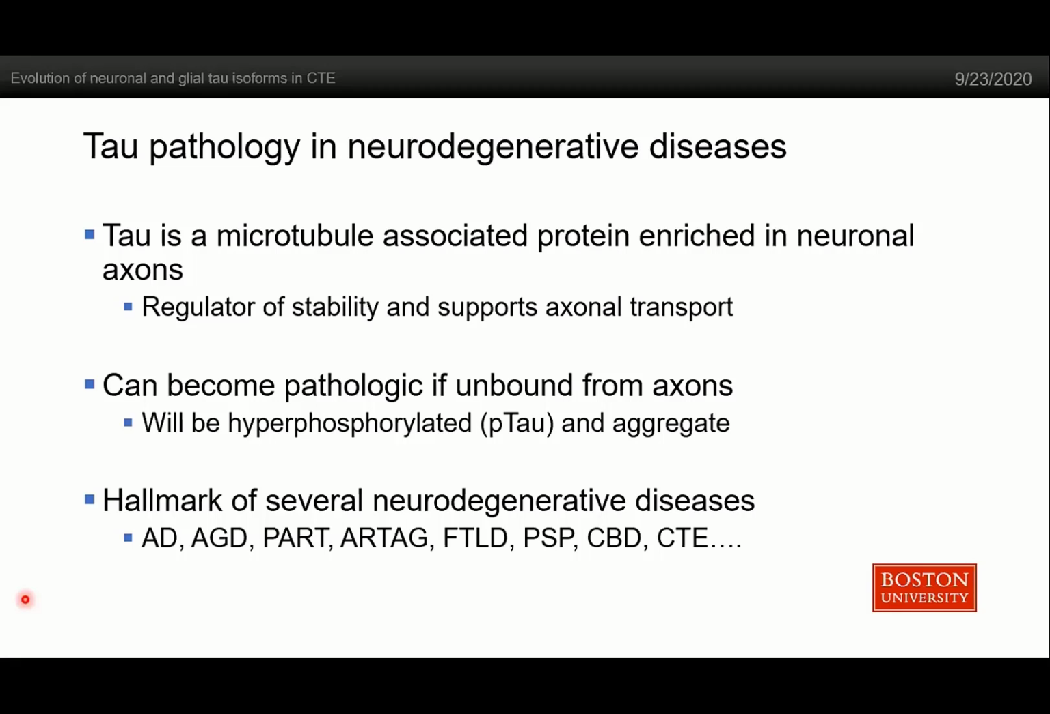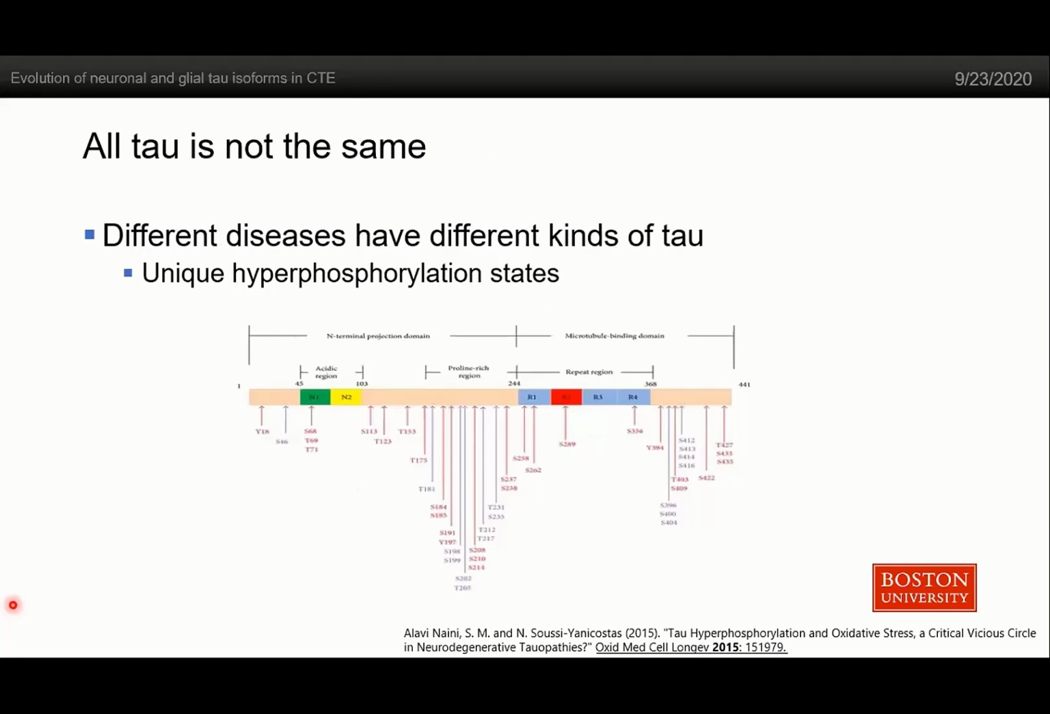And it's a hallmark of many different diseases. It's not just present in one or two diseases. There's a whole class of different tauopathies, and there are a bunch of different acronyms and letters down here to show that off. They're all termed tauopathies, but they're not all the same. They share different features of this tau based on many different things. So all tau is not the same.